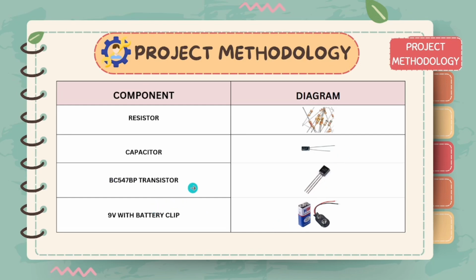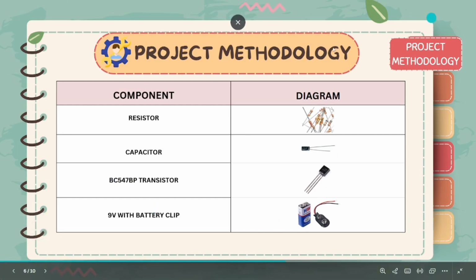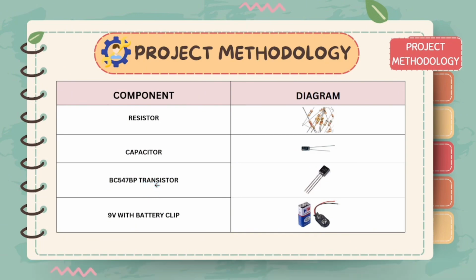Next we use a transistor of type BC547, as you can see in the picture given here. It is the main amplifying element, increasing the small input signal into a larger output signal. Then we use a 9 volt power supply, which supplies DC power to the amplifier circuit.